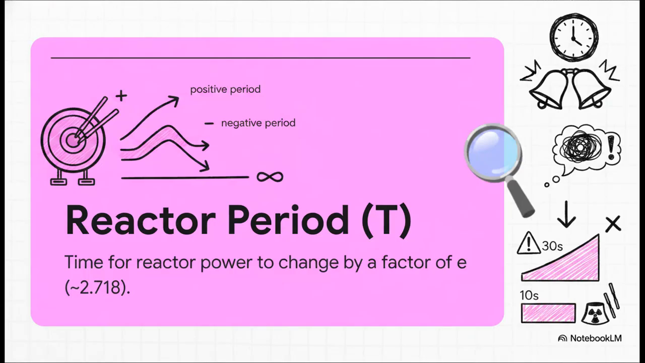Now, out of all those complex equations comes what is probably the most practically useful metric for an actual operator, the reactor period, denoted by the letter T. This is simply the time it takes for the reactor power to change by a factor of e, which is roughly 2.718. It's pretty straightforward. A positive period means rising power, a negative period means falling power, and an infinite period means power is perfectly stable. Operators are monitoring this continuously. If that period drops below about 30 seconds, alarms are going off. And if it drops below 10 seconds, boom, you get an automatic, immediate trip of all the control rods.